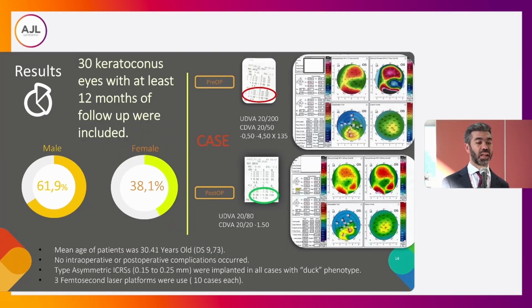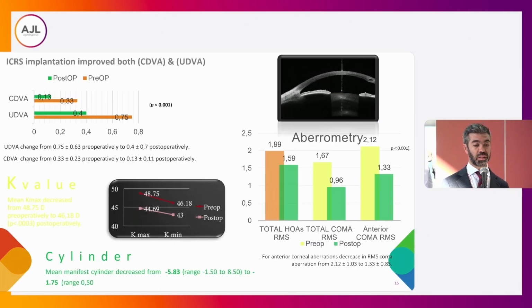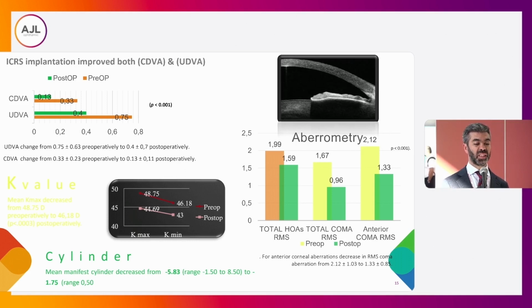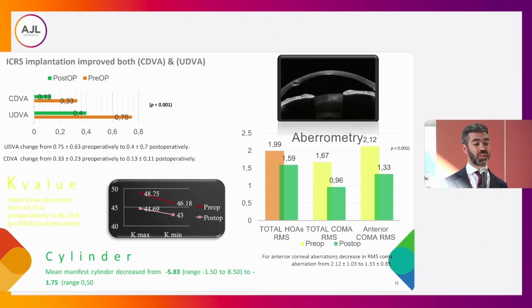So these are the results of this first presentation. The results were really good in all the cases, and we had a really huge improvement in visual acuity, considering corrected and uncorrected visual acuity. Also, you have a great decrease in the keratometry values, and the cylinder changed from a mean 5.8 to a mean 1.75, so it's really big.